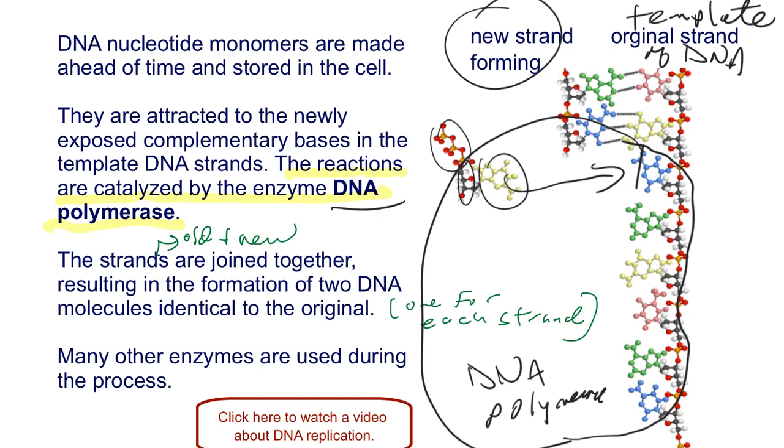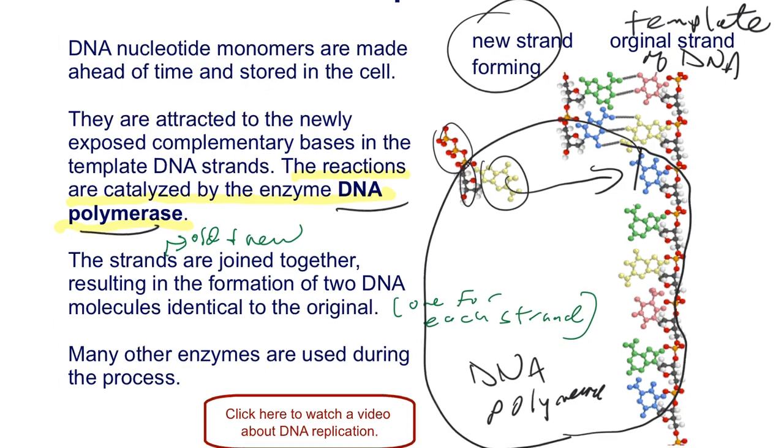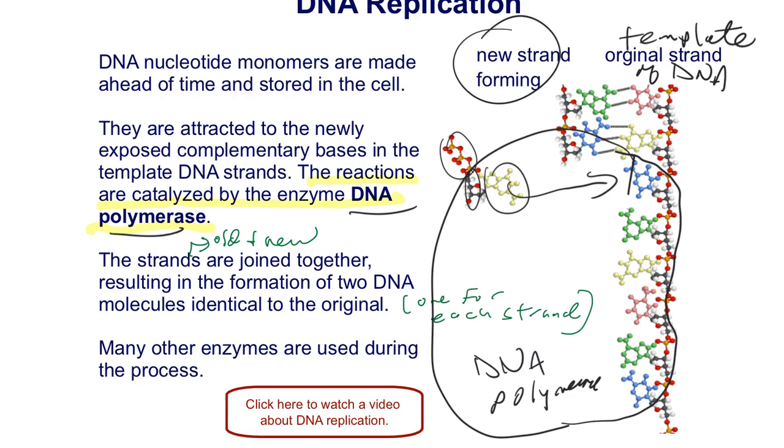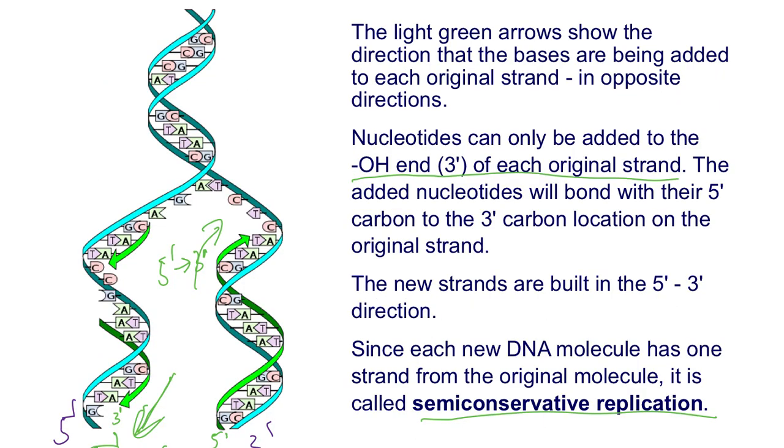So that enzyme is called DNA polymerase. I talked about RNA polymerase before when I was talking about transcription, and we'll get back to that when we get to transcription details. But right here we're talking about DNA being copied from DNA. That's not transcription. That is replication.